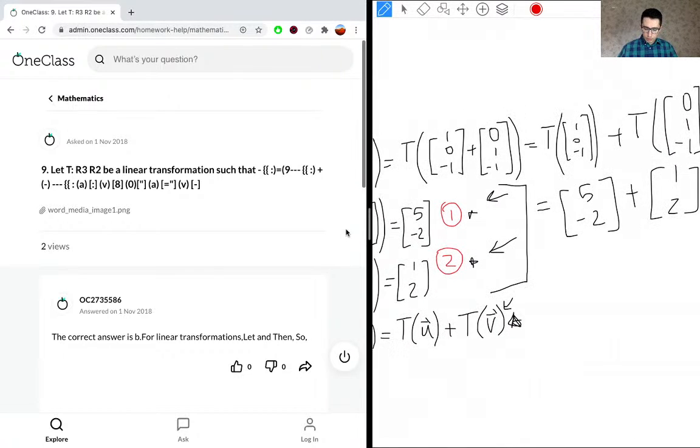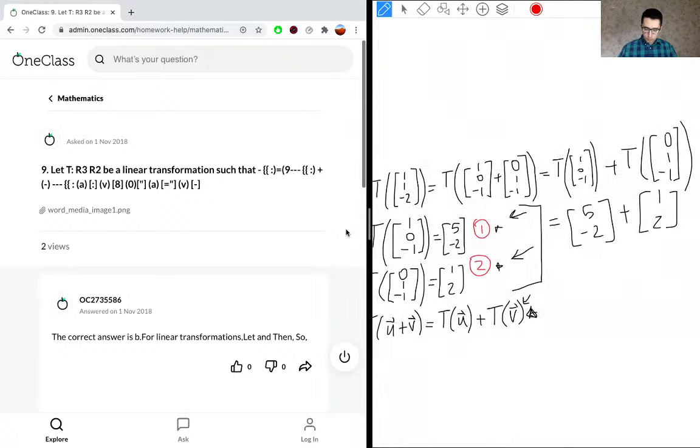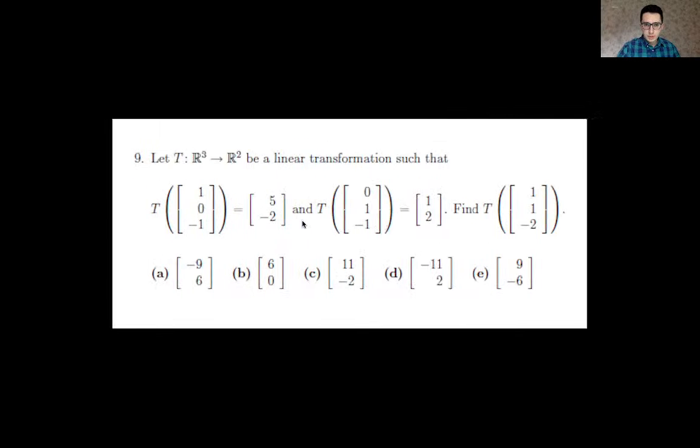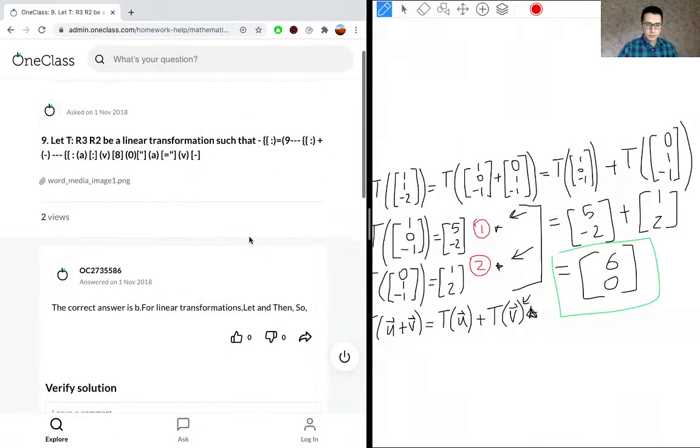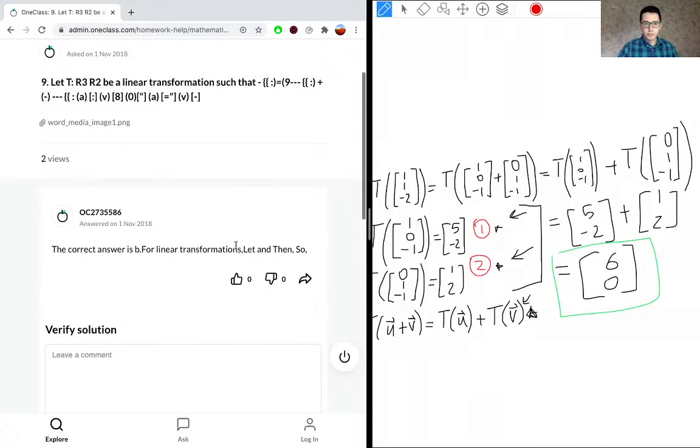Just give me a second, let me move this over. Solving for this, we would get 5 plus 1, which gives us 6, and negative 2 plus 2, which gives us 0. So this right here is our solution. From the solutions A, B, C, D, E, (6, 0) is present in B, and we know B is the correct answer. So the correct answer is B for the linear transformation.